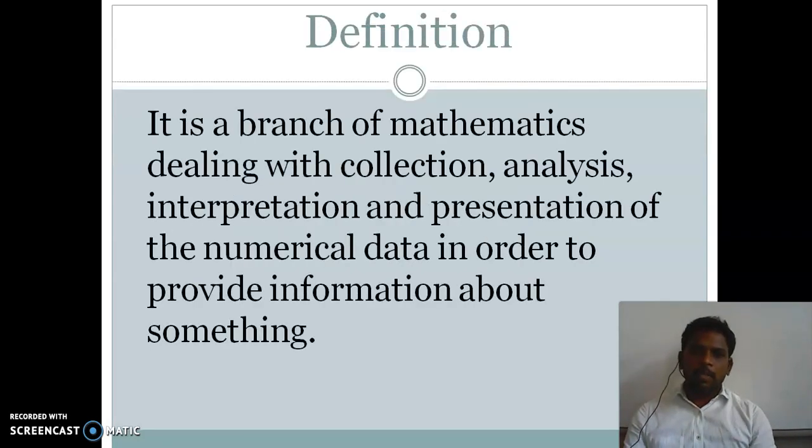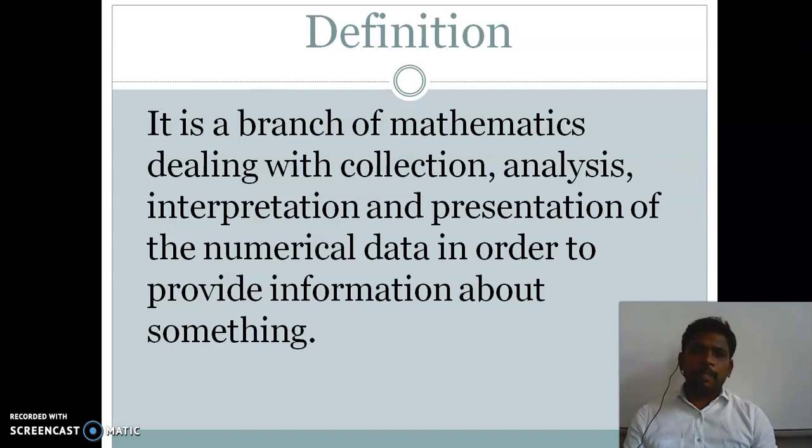It is one of the definitions. There are so many definitions available, right? One of the definitions: statistics is a branch of mathematics related to collecting, analyzing and interpreting the numerical data of something. So we want to find out the result of something. We have to collect the data and analyze the data related to the particular area. So this comes under statistics, right?